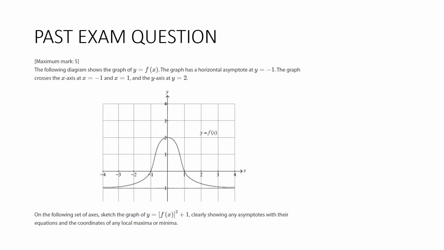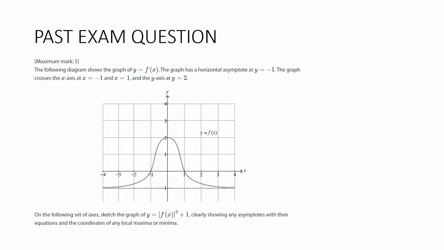And we'll finish off with a past exam question. The following diagram shows the graph of y equals f of x. The graph has a horizontal asymptote at y equals negative 1. The graph crosses the x-axis at x equals negative 1 and x equals 1, and the y-axis at y equals 2. On the following set of axes, sketch the graph of y equals f of x all squared plus 1, clearly showing any asymptotes with their equations and the coordinates of any local maxima or minima.